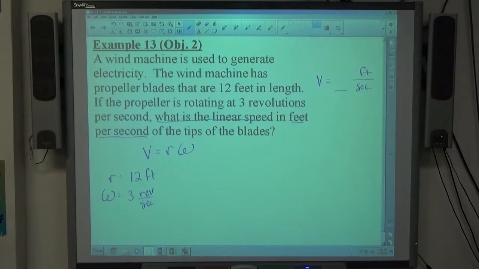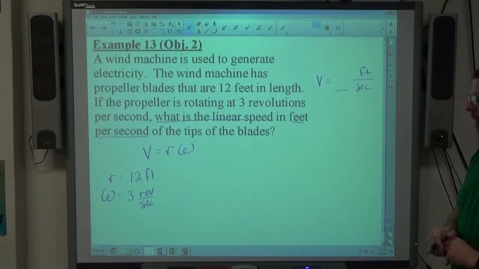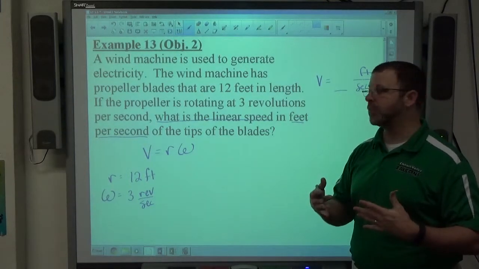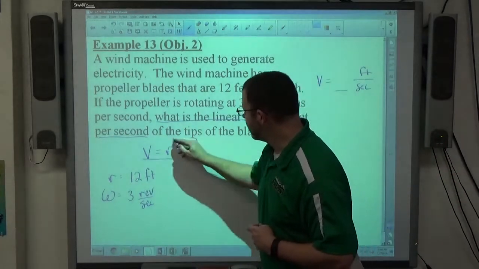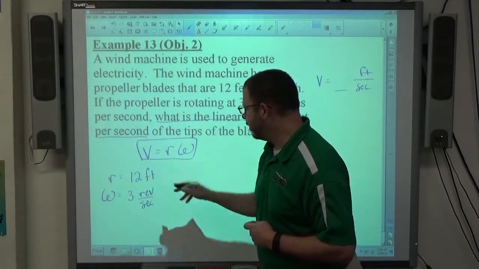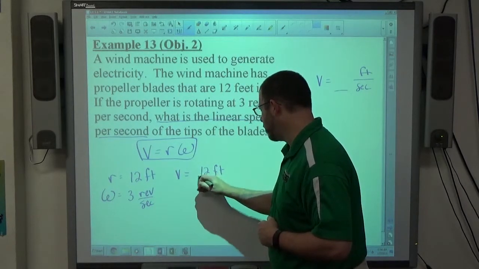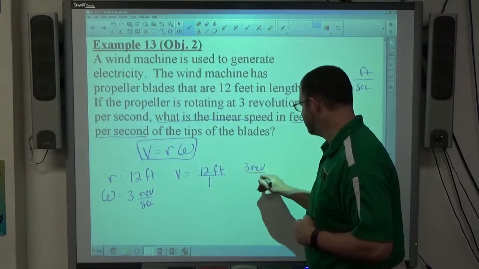All right. Very important, put units in these problems. Again, it's a glorified unit conversion problem. They need to be there. The angular speed's in revolutions per second, and again, my best friend is radians, so there's going to be some conversion of radians involved there, and you'll see why in a second. But this is always the formula I use, and I'm trying to find v, so I'm going to get v equals 12 feet, which I'm going to put over 1, times 3 revolutions per second.